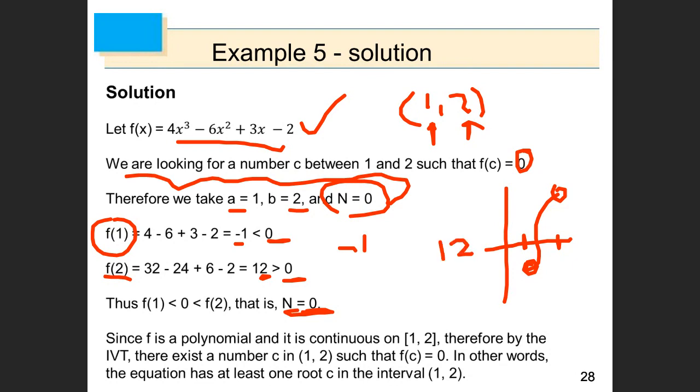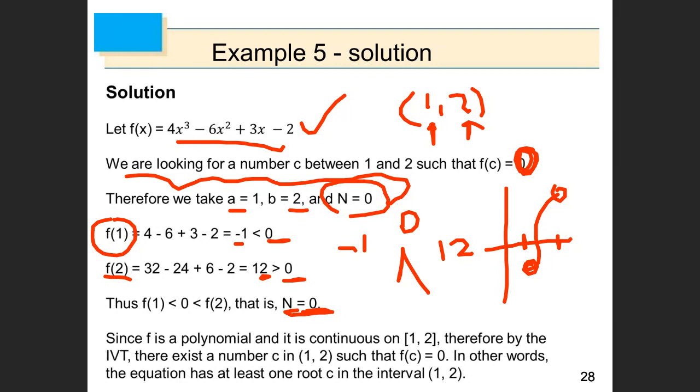My one input is minus 1. The other input is 12. You see that n is 0. And we can confidently say that n lies between f of 1 and f of 2, because 0 lies in between these two numbers. 0 lies somewhere in between these two. Therefore, we can say that n lies between f of 1 and f of 2.